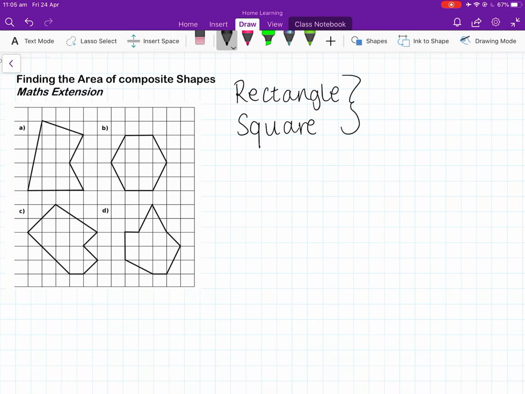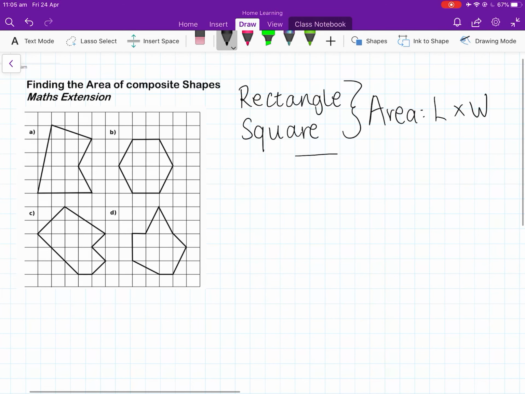Now these two both have the same formula to find the area. In order to find the area of these shapes, we calculate it by doing the length times the width. Now this shouldn't be new to you. This should be something that's familiar that you have done before. I'll show you a quick example. So here is a rectangle.